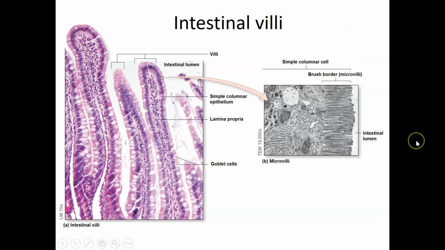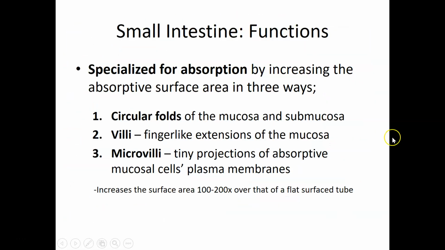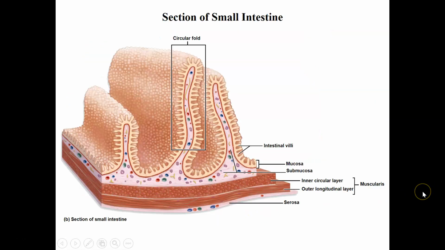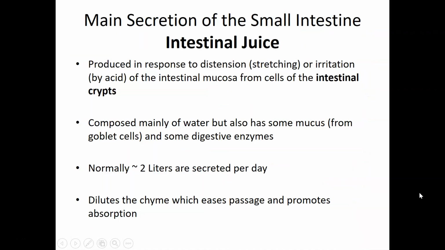Going back here, this summary slide mentioned that the sum of the effect of all three of these modifications increases the surface area of the tube about 100 to 200-fold over that of just a flat surface tube. So that's a huge increase in surface area. There's a lot of variation, but in general, estimates are this is about half the surface area of a singles tennis court. So a huge opportunity for materials to be absorbed.